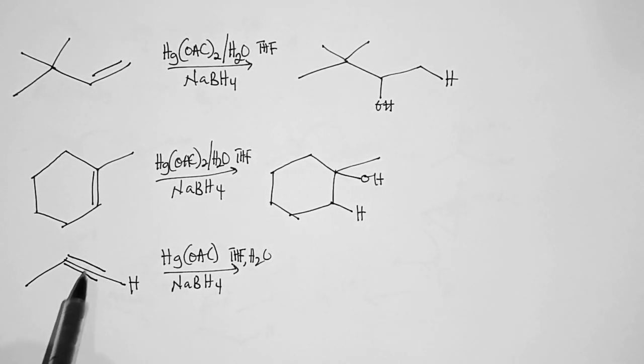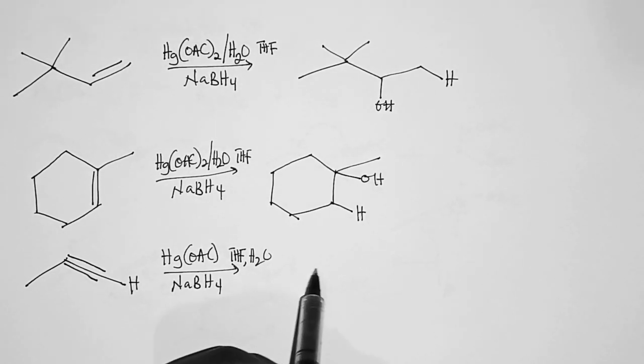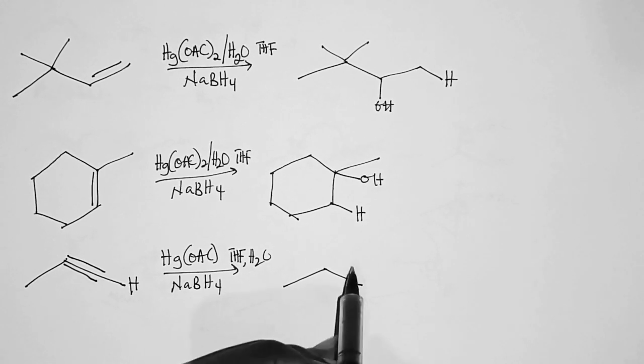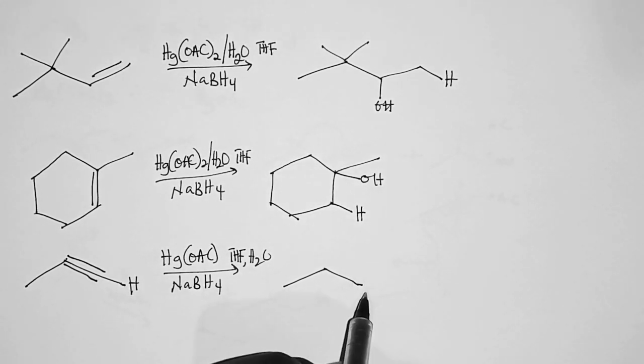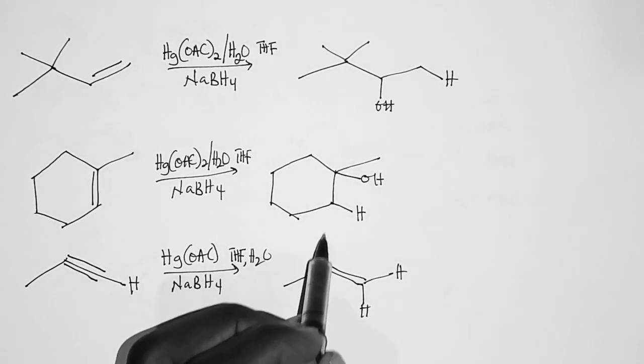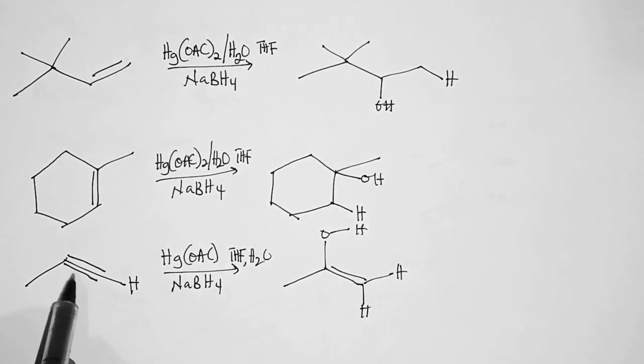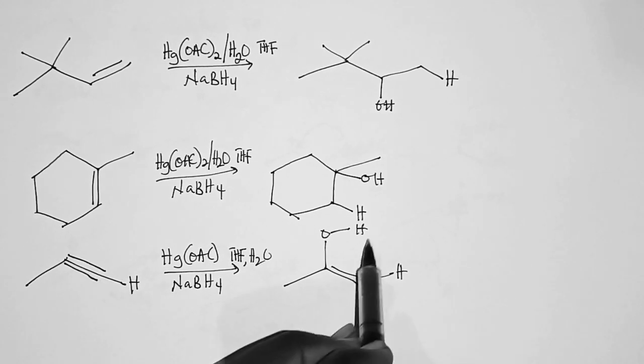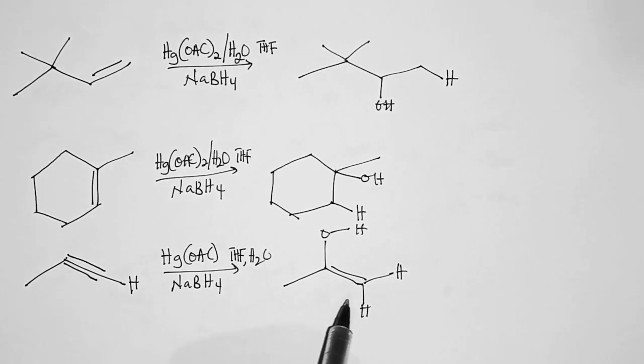Now we can see that for this one, it is propyne. When you do oxymercuration demercuration reactions on alkynes, you also form alcohols, which also follow the same regioselectivity. So let's show this. So this is what we are going to form, because you can see that this is a secondary carbon and this is a primary carbon. So the OH will be on the secondary carbon.